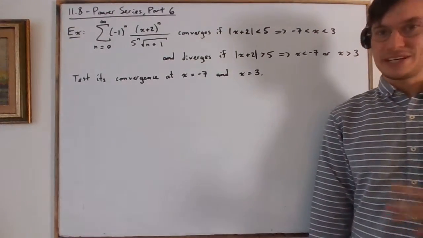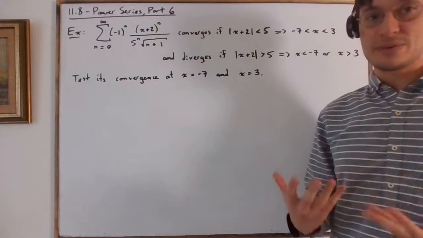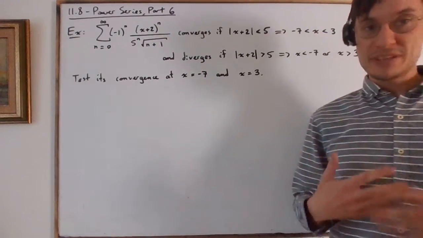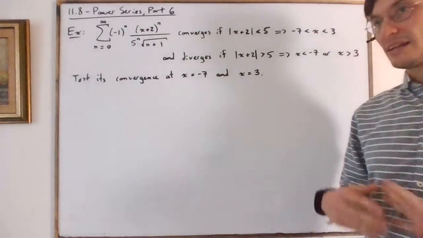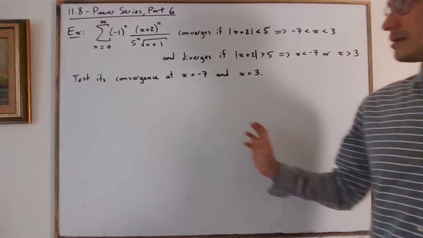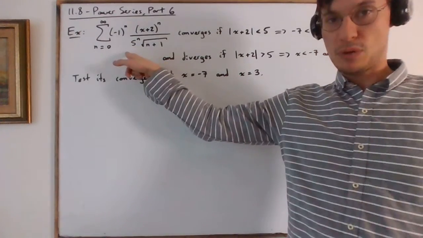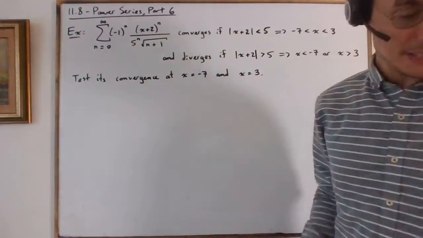Hi Calculus 3 class. This is the sixth part on the Power Series lectures. Remember, this is a review. In Calculus 2, you go in much more detail. And in part 4, we saw this example. We saw that it converges.